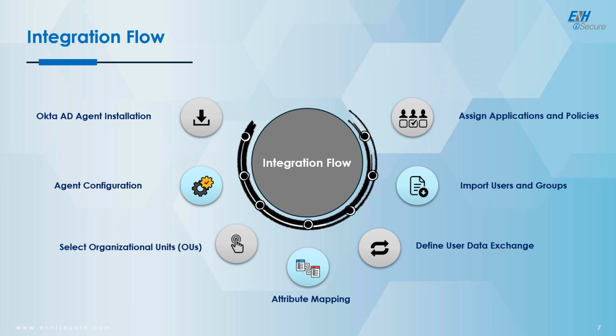You can choose between just-in-time provisioning, which creates user accounts on demand, or scheduled import for regular updates of user accounts and attributes. Sixth, import users and groups. Execute the import process to bring users and groups from AD into Okta based on the configuration set earlier. This can be done immediately or scheduled for regular intervals.